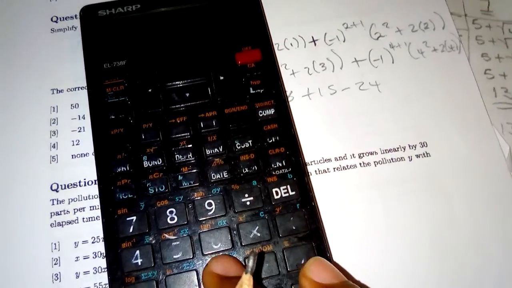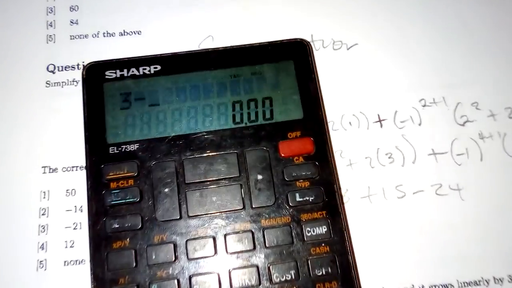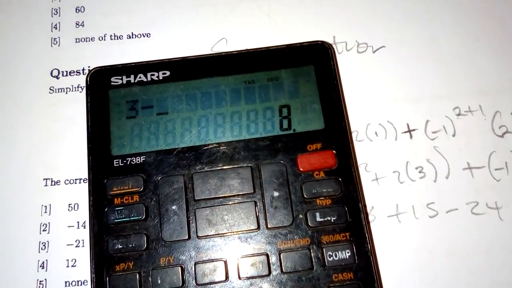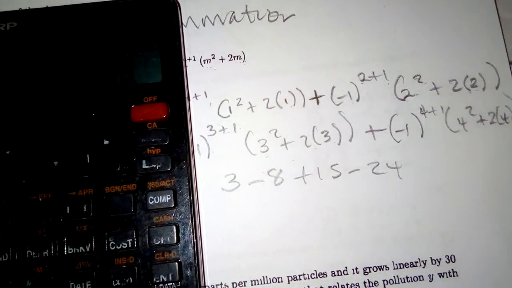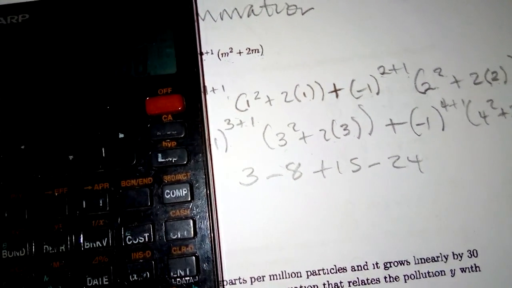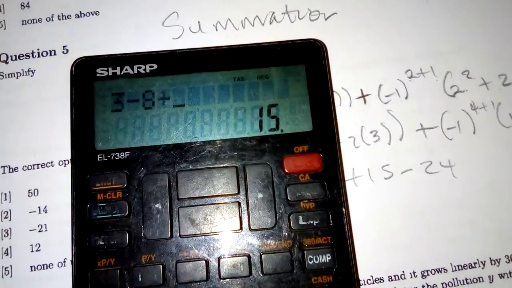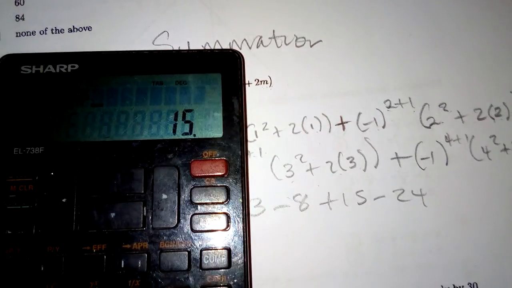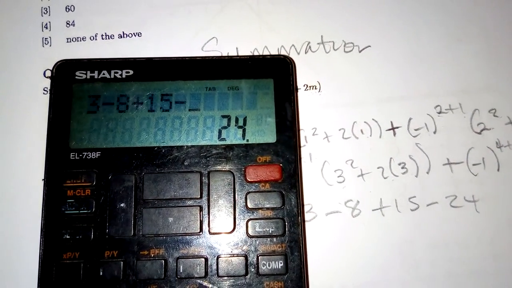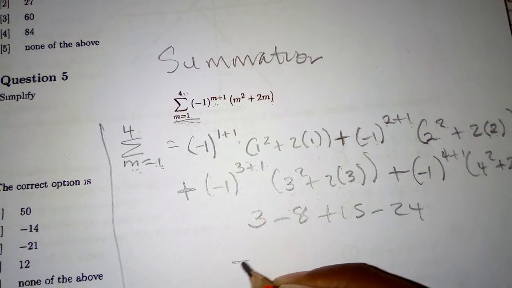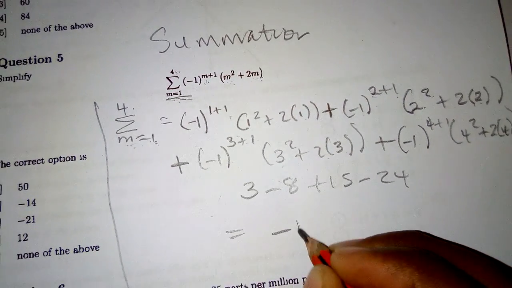Actually my calculator is very old. It's 3 minus 8 plus 15, minus 24, is equal to, so it's giving me negative 14. So our answer here will be negative 14.